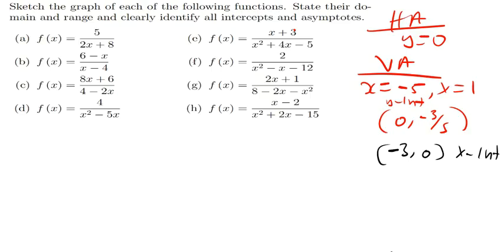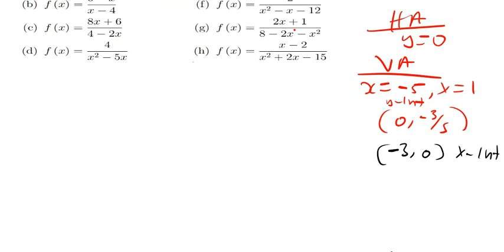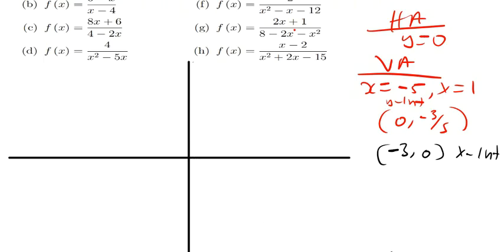My goal is to draw this graph. I want it to be very neat, so I need more space. The vertical asymptotes are at negative 5 and 1, so I draw a line for each. The y-intercept is at 0, so I draw a line at 0.